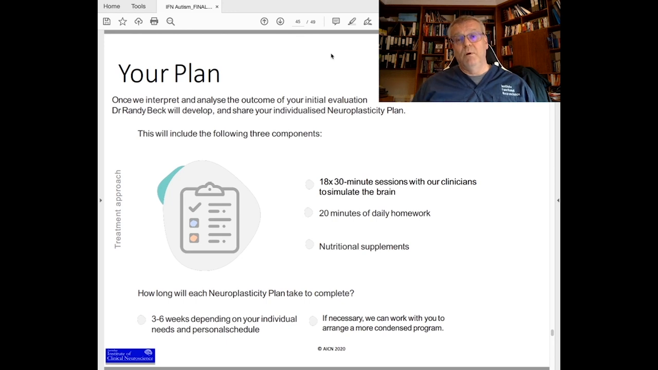We also will give you some nutritional supplementation, which is appropriate for your situation. Usually, the 18 treatment package will take between 3 and 6 weeks, depending on the frequency of daily visits, obviously. And if necessary, we have what's called an intensive program. If you're traveling from overseas or you have logistical problems with time, we can often intensify the number of treatments per day so that 18 treatments can happen more quickly.